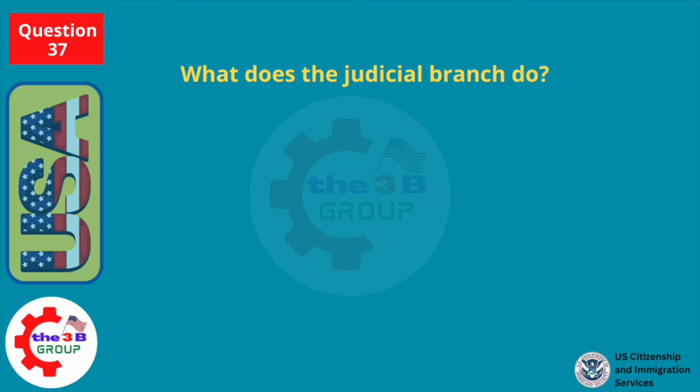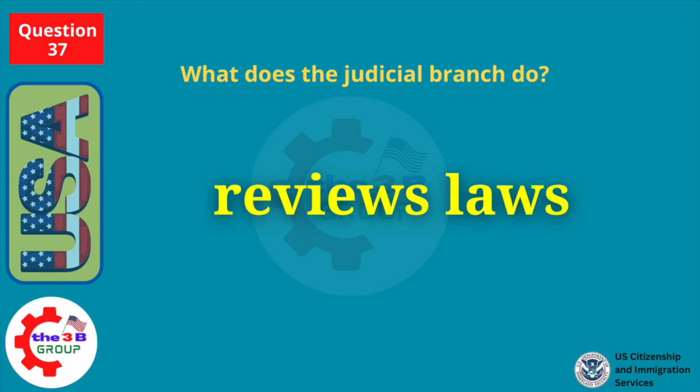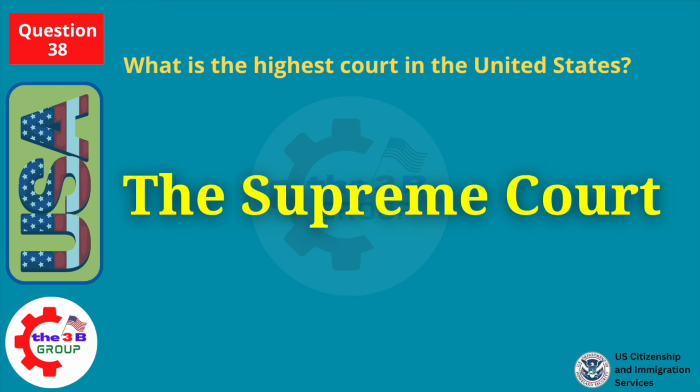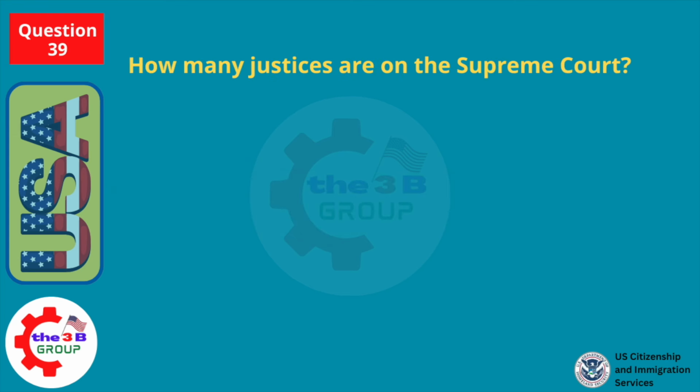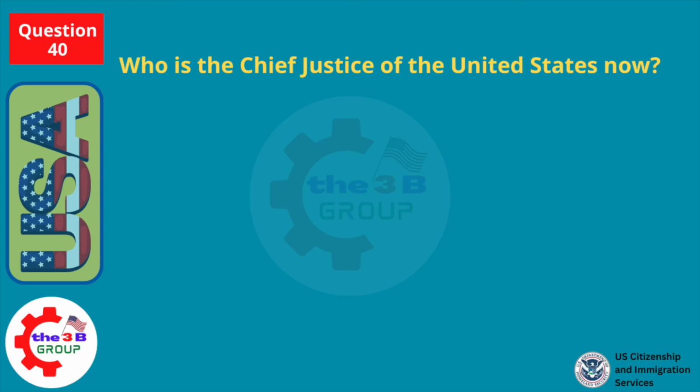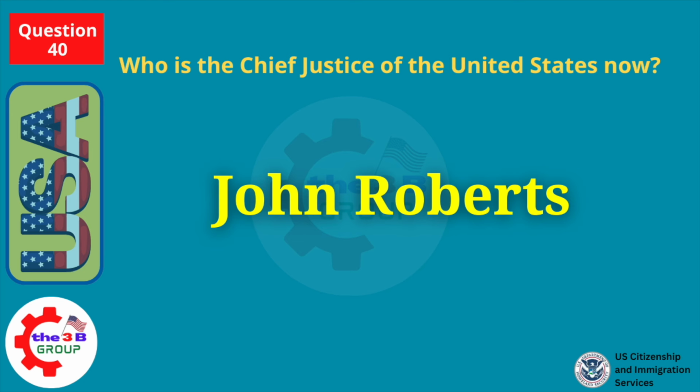What does the judicial branch do? Reviews laws. What is the highest court in the United States? The Supreme Court. How many justices are on the Supreme Court? 9. Who is the Chief Justice of the United States now? John Roberts.